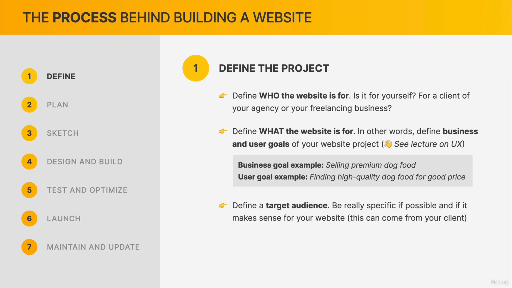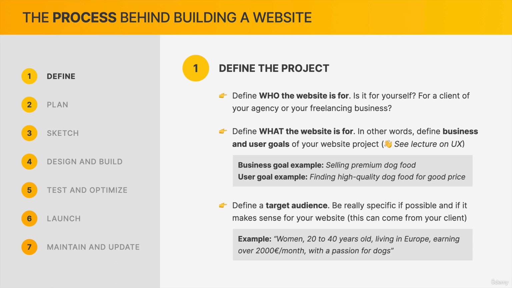And again, this can actually be quite simple. So taking again the example of the dog food company, here we could say that the target audience is women, which are 20 to 40 years old, live in Europe, earn a good salary of 2,000 euros a month, and they have a passion for dogs. So as you can see, here we have a really specific target audience, which of course you will not always be able to do, but if you can, then it is always very good to have a precise idea of who exactly you're building the website for.